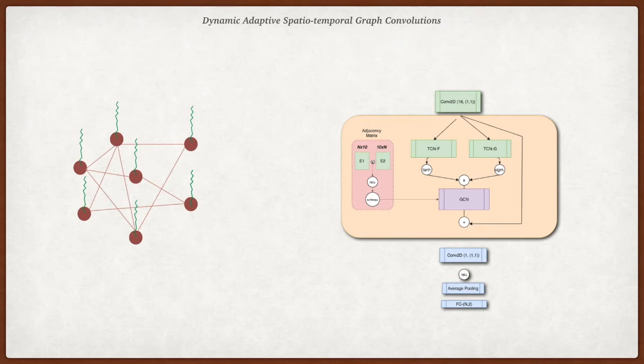First, the graph structure is initialized randomly, and then it is tuned using learnable parameters. We use temporal convolutions for temporal feature extraction, followed by graph convolutions for spatial feature extraction. Together they form blocks, and these blocks are cascaded together for spatio-temporal feature extraction, and then they are followed by dimensionality reduction and a classification layer.